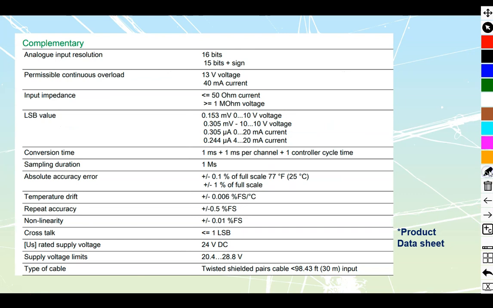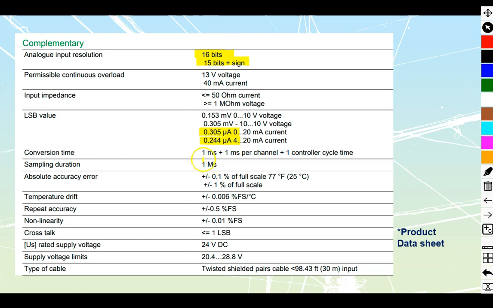Okay, looking at a little bit more of our details that are given in the complementary section of the product data sheet, we do see that this is going to be a 16-bit signal, 15 bits plus the sign, so we get a very large resolution. We do see as well that we're able to take in ridiculously small amounts of current, so we're going to be able to read small amounts of current change inside of here. These values over here, 0.305 microamps is going to be on my 0 to 20, or 0.244 microamps of change on my 4 to 20 milliamp current. So tiny, tiny, tiny amounts of current change are going to be able to be picked up by this.